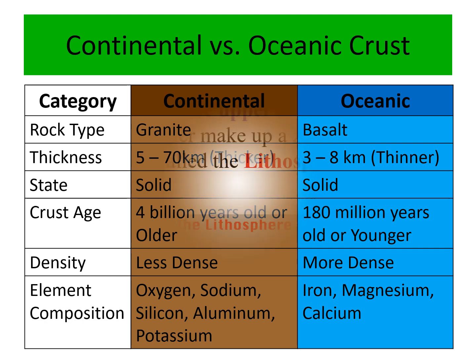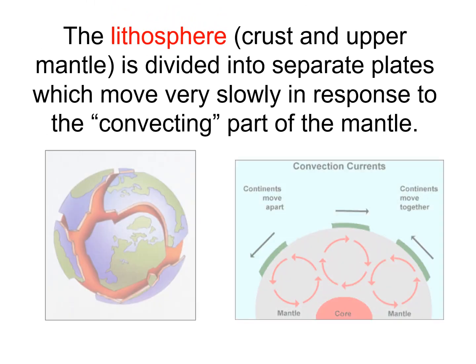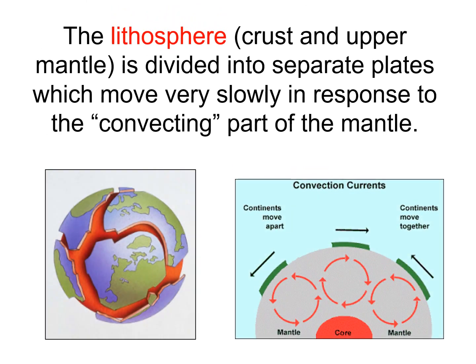In other books, you might find the word lithosphere. Actually, your lithosphere is just a combination of your rock crust and the upper layer of your mantle. Your lithosphere, or shall we say your crust and your upper mantle, is divided into separate plates. As you can see here, these plates are simply floating on top of your mantle, because under your plates we have the so-called convection.